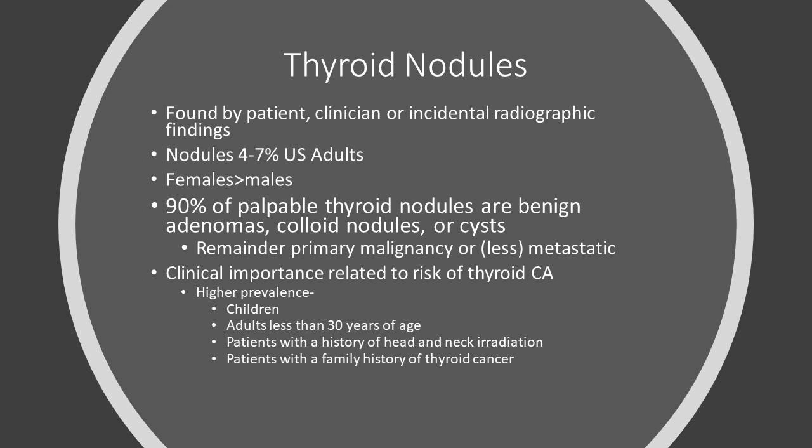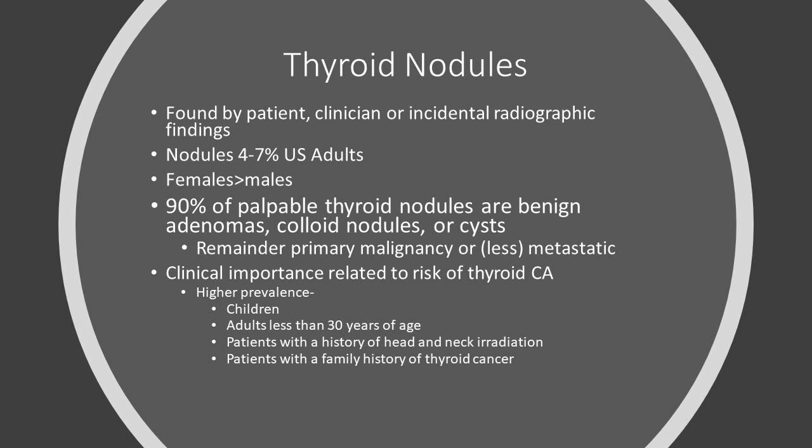So most of the time, thyroid nodules are found by the patient. They could be found by the clinician, and it is fairly common to have them found as an incidental radiographic finding when the patient has had other imaging done. They're very common. You're going to find these in about 4 to 7% of U.S. adults. Once again, females are more likely to have these pop up, but 90% of these are benign.